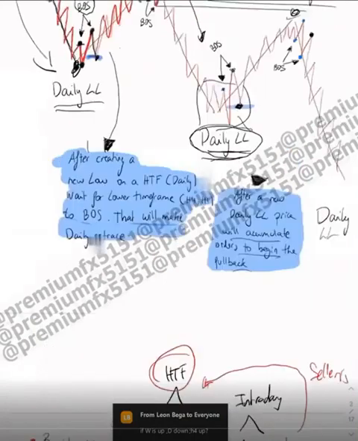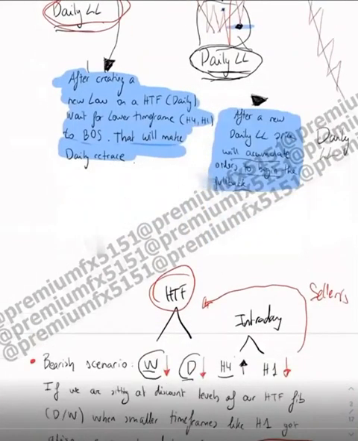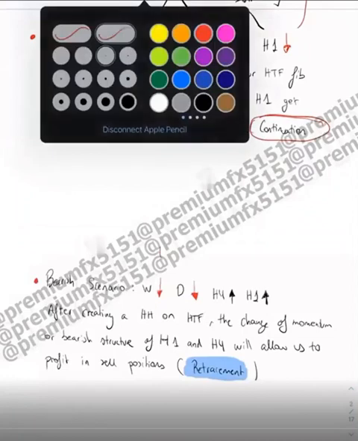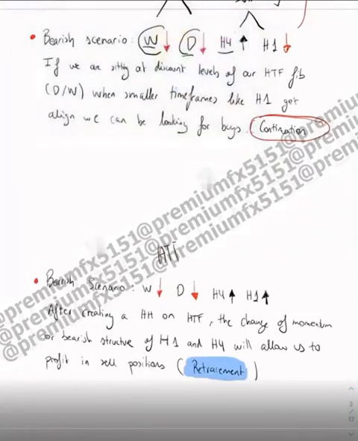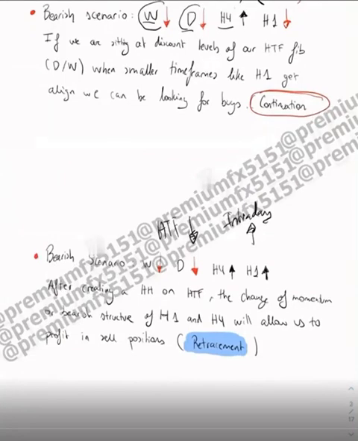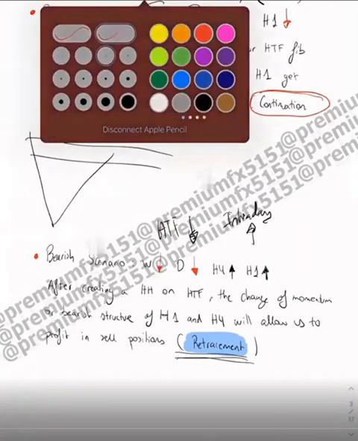Every time we create a new lower low in a higher time frame, what's going to happen? My higher time frame, weekly and daily, is bearish, but now I have H4 and H1 in a bullish scenario, so my intraday is bullish. I can be looking for buys, but we have to understand that overall we're going to be trading a retracement. So we have to look to our higher time frames to step out.